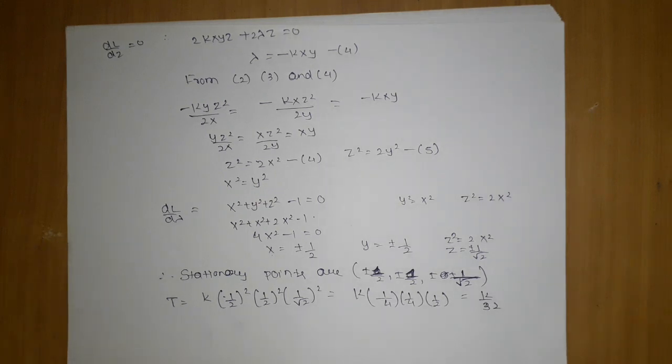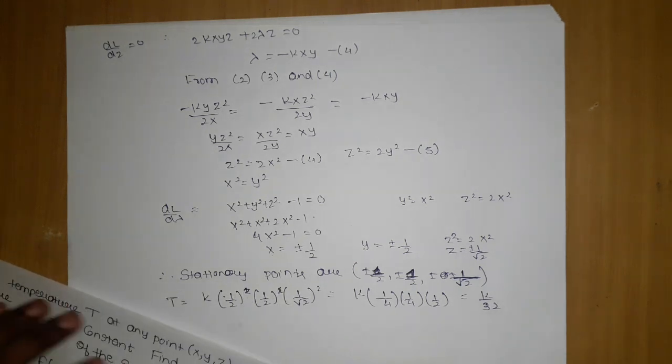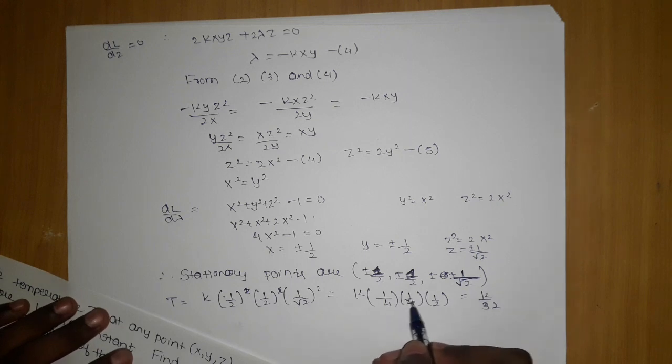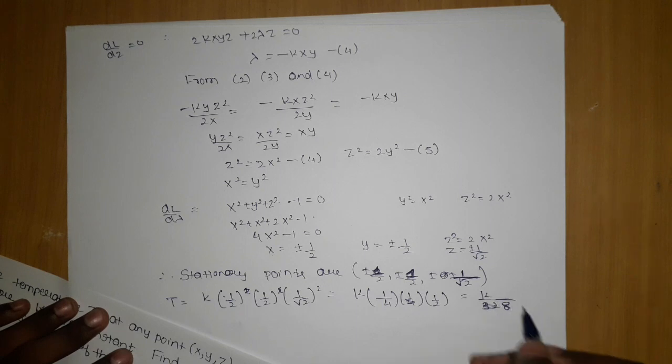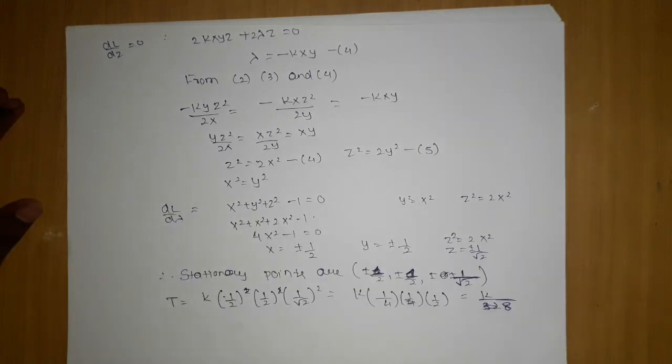Hope you have understood each and every step. Sorry, this is not square only, this is kxyz. So if I multiply, this entire will become 4 and this will be 2, which will bring me to k by 8. So k by 8 is our required answer. Hope you have understood each and every step of this solution. Whenever this type of temperature type question appears, solve it in this way so that you can get complete marks.